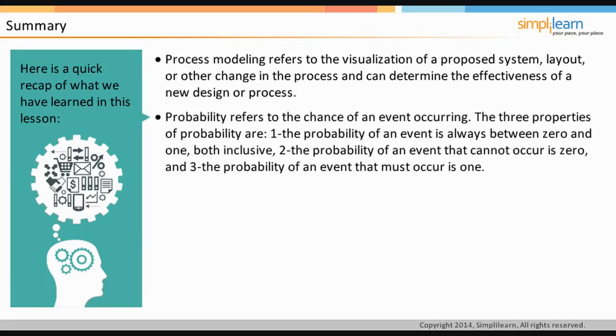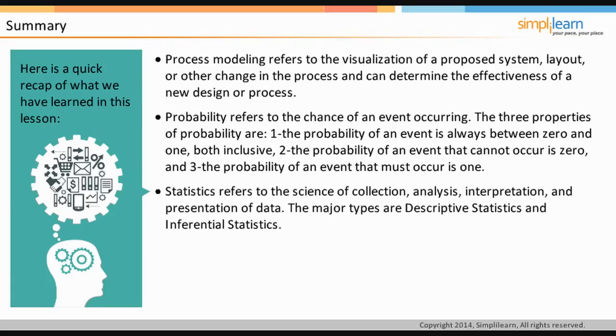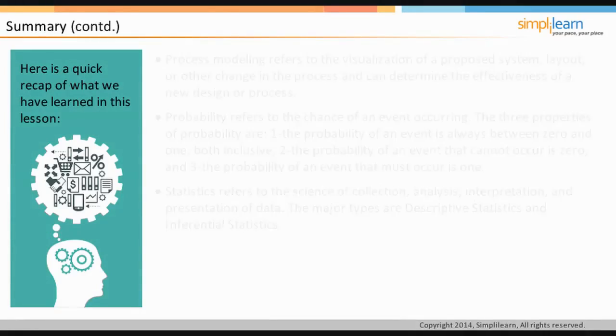The three properties of probability are: 1. The probability of an event is always between 0 and 1, both inclusive. 2. The probability of an event that cannot occur is 0. And 3. The probability of an event that must occur is 1. Statistics refers to the science of collection, analysis, interpretation, and presentation of data. The major types are descriptive statistics and inferential statistics. We will continue reading the summary in the next screen.